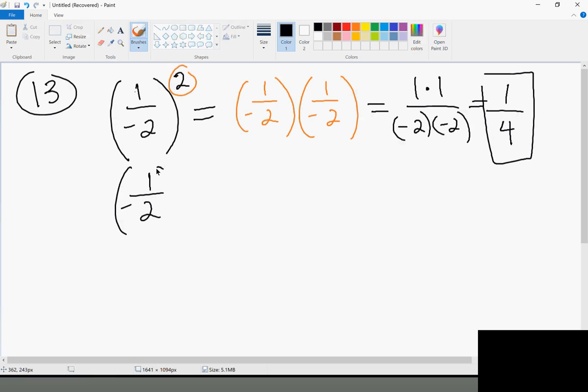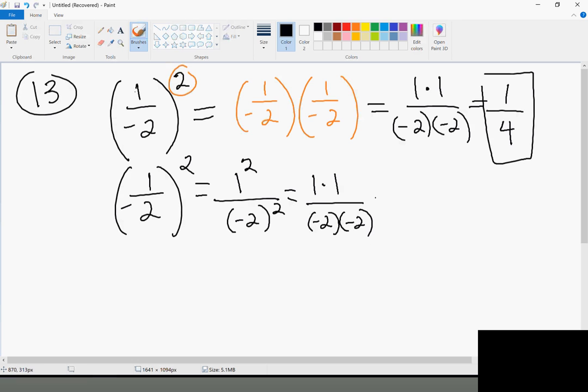Another way you could do it is to use your exponent properties, which I may be jumping ahead here, and if I am, my bad, but I'll just show you. You can raise the 1 to the second power and the negative 2 to the second power. 1 to the second power means 1 times 1, and negative 2 to the second power is negative 2 times negative 2, which again gives you 1 over 4. So these are two different ways of tackling the same problem.